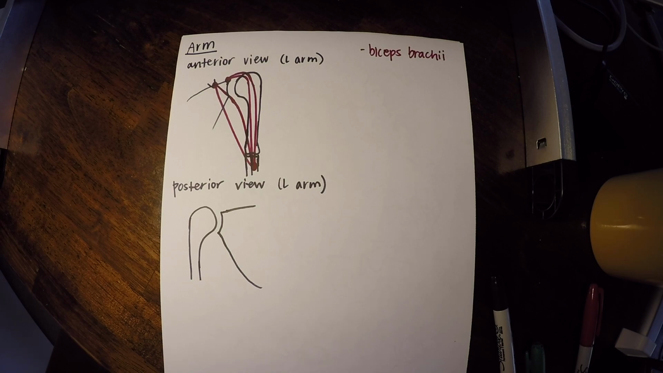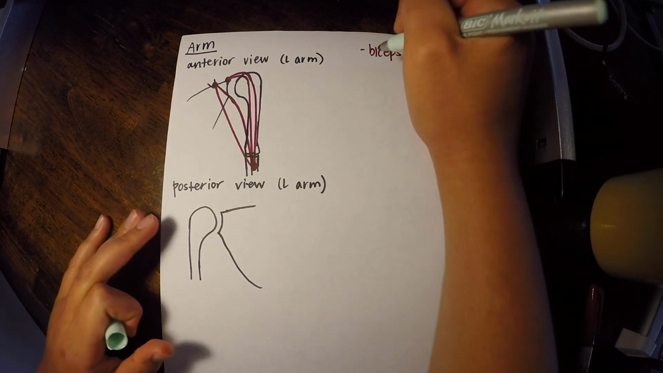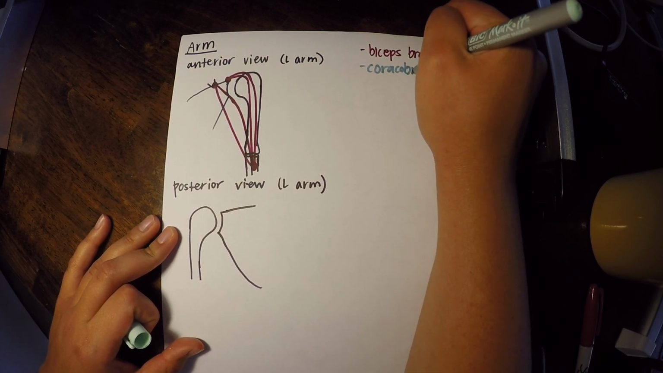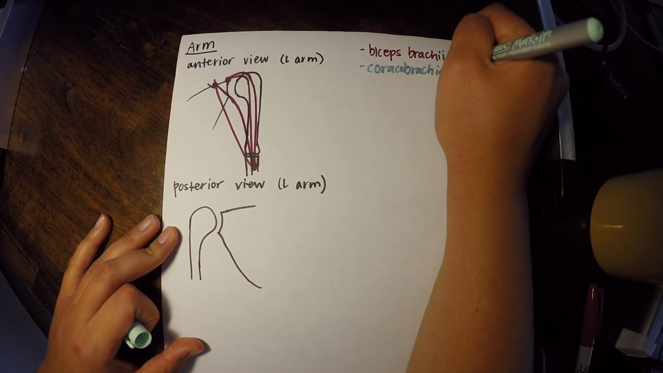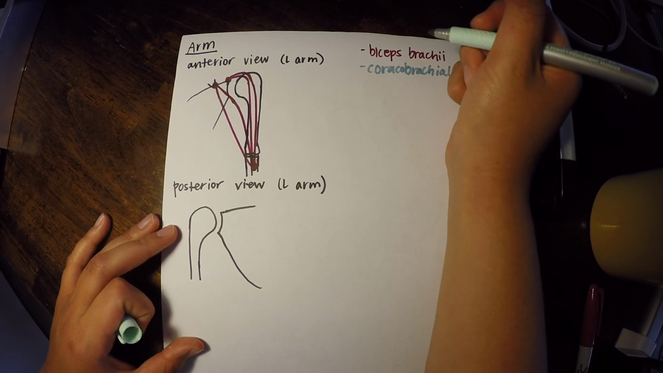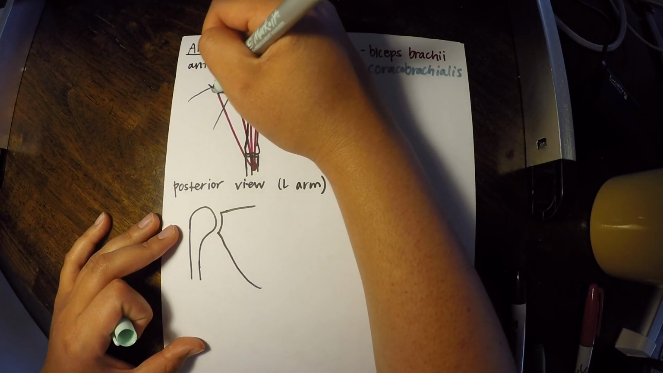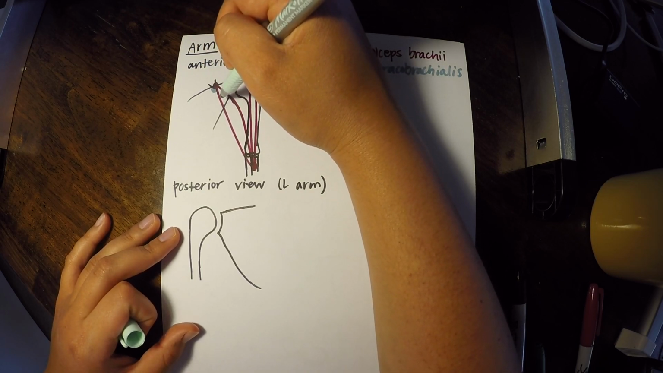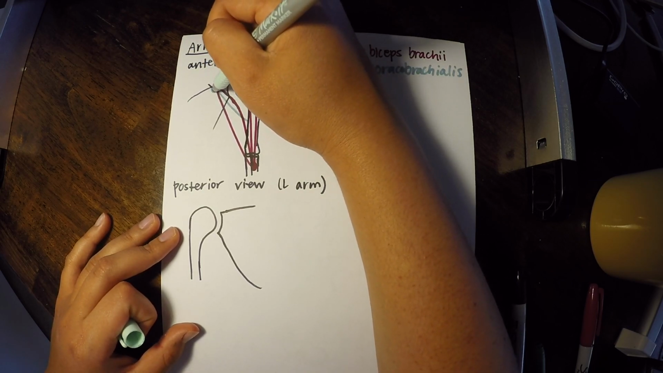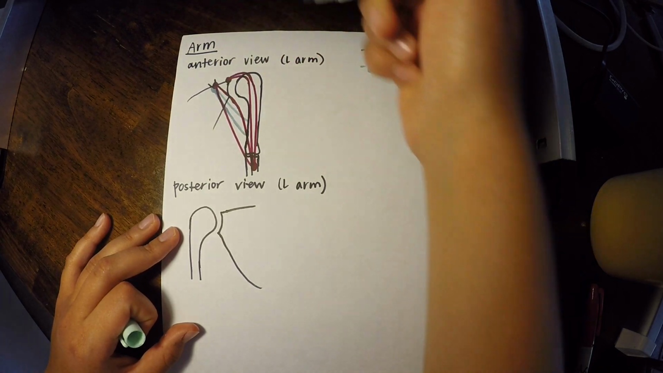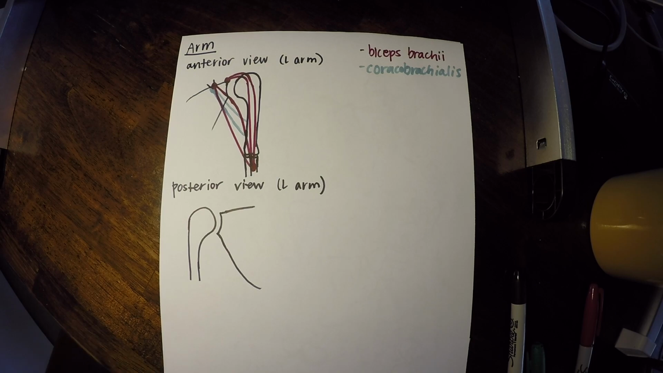Actually, you know what? Let's save that one. Let's do coracobrachialis first because it's kind of convenient as the name sounds with coracobrachialis. It's similar because it attaches to the coracoid process here as well, but it comes around and it attaches onto the humerus instead. So that's what makes it a little bit different.